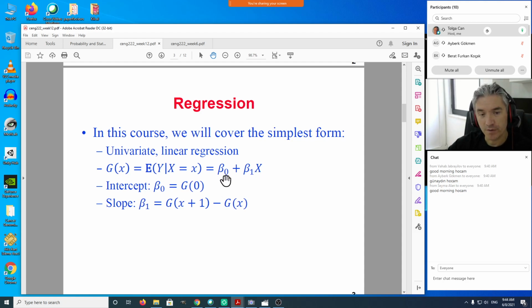And all we need to do is find these two constants. In univariate regression, it's only one x. In multivariate regression, we try to predict a single response variable from multiple variables, and we would have more unknowns in this case. But here with just one variable, we have this line equation, ax plus b, and here it is like beta 1 x plus beta 0. And our goal will be to find these beta 0 and beta 1 from the collected data.